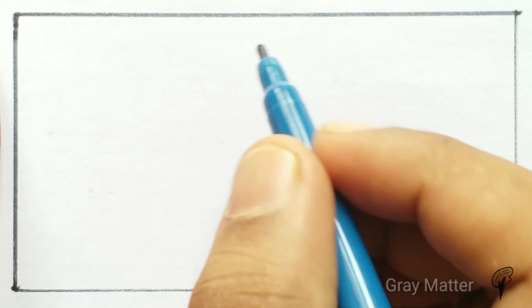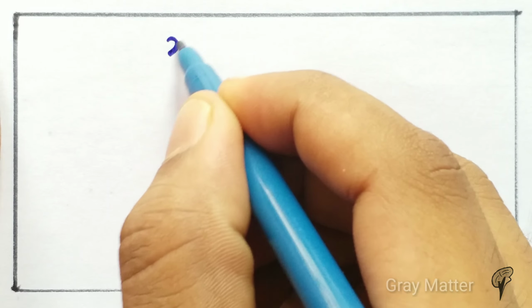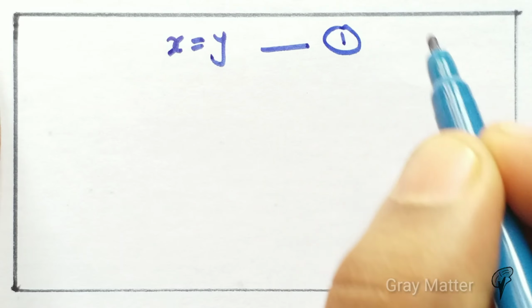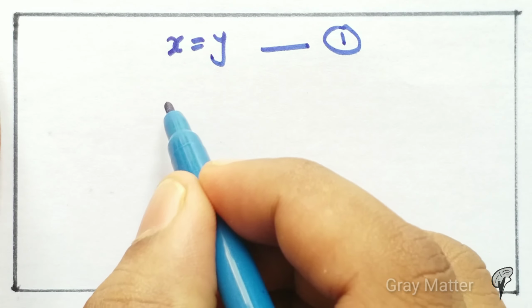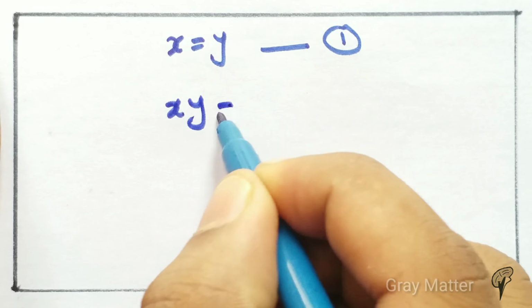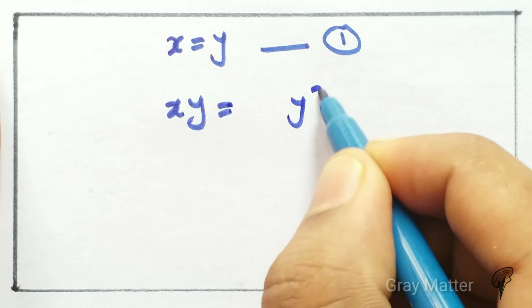How to prove 1 equal to 2? First of all, let us assume that x equal to y. Let this be equation number 1. Multiply on both sides with y. So xy is equal to y square.